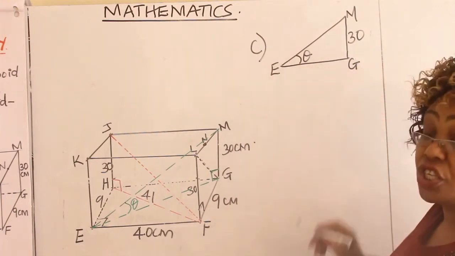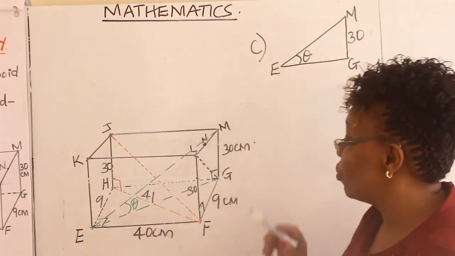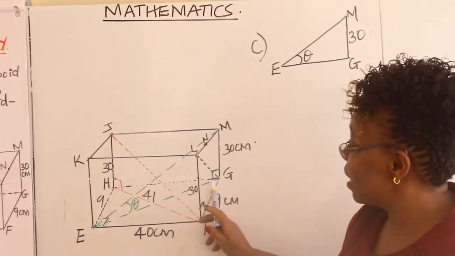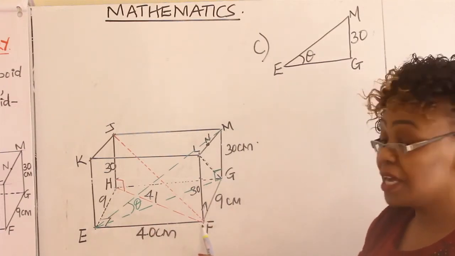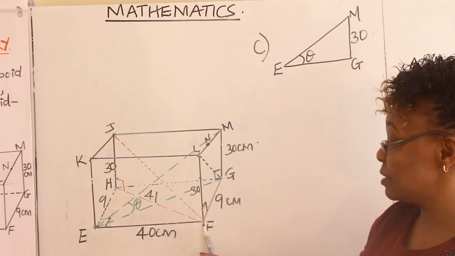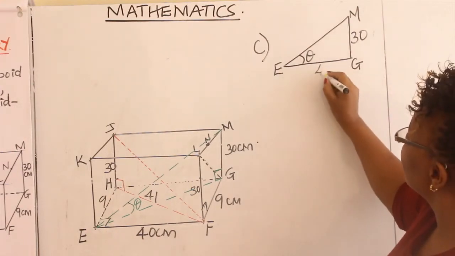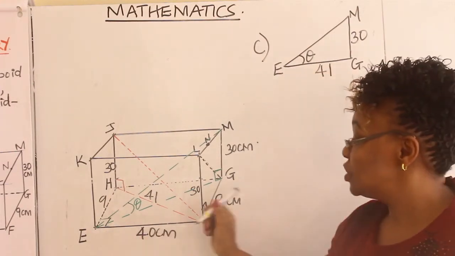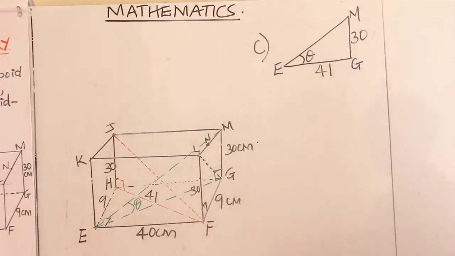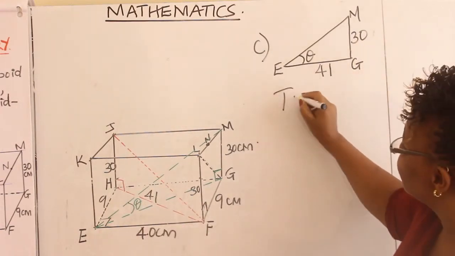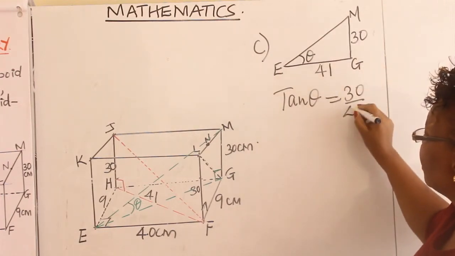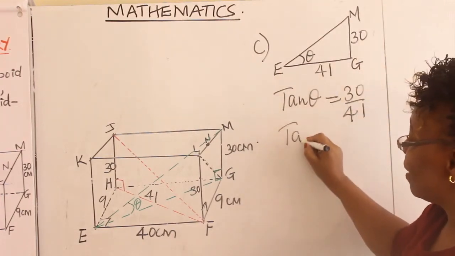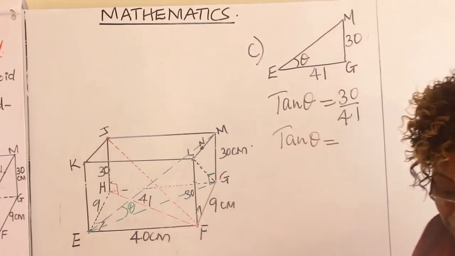What about EG? EG is the diagonal. The diagonal of our base there, which was 41, is the same as HF. So it is 41 down there. EG is a diagonal just like this one. And therefore you use tan theta. Tan theta therefore is equal to 30 over 41.